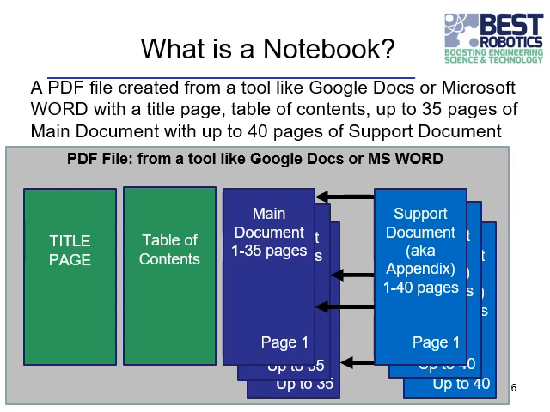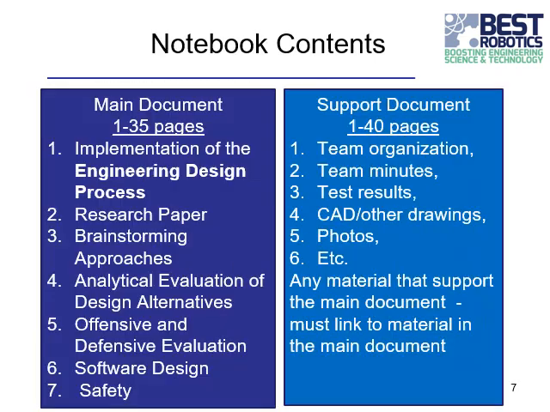So if a title page is one page, a table of contents could be one or more. Let's say it's one. And let's say you go all the way up to 35, so that's 37 pages. And let's say you have 40 pages of support document, which is also sometimes called an appendix. So that would be 77 pages is how long this could be. It doesn't have to be that long, but you have up to that amount of pages that you can create. And I'm going to talk about the two blue boxes next.